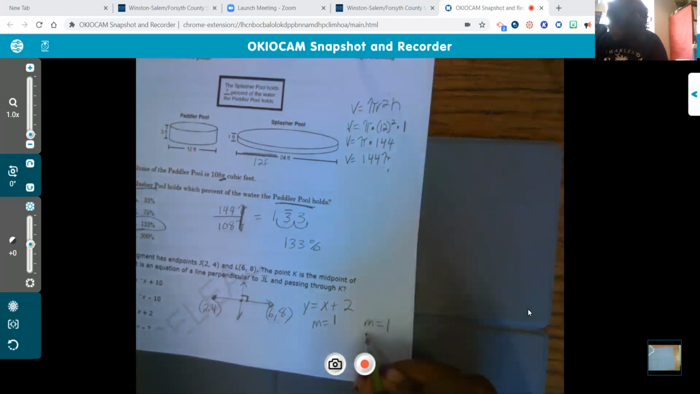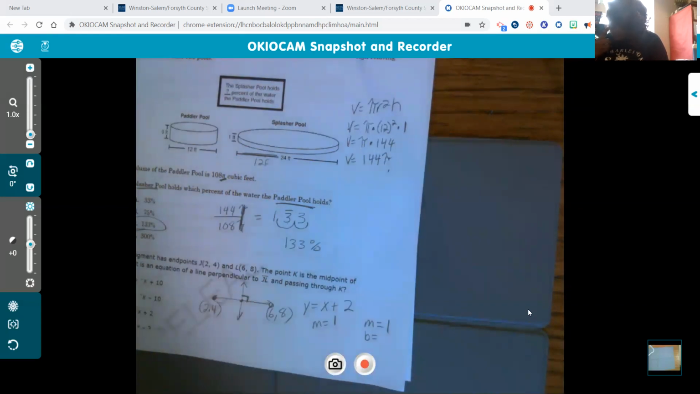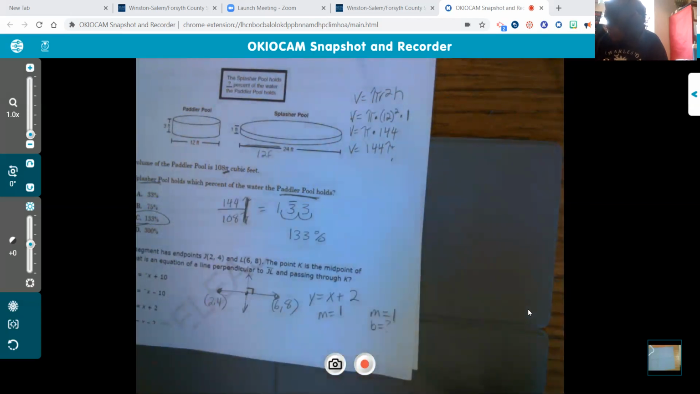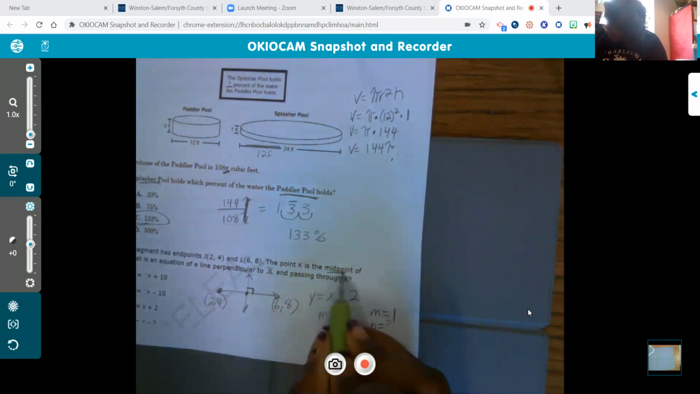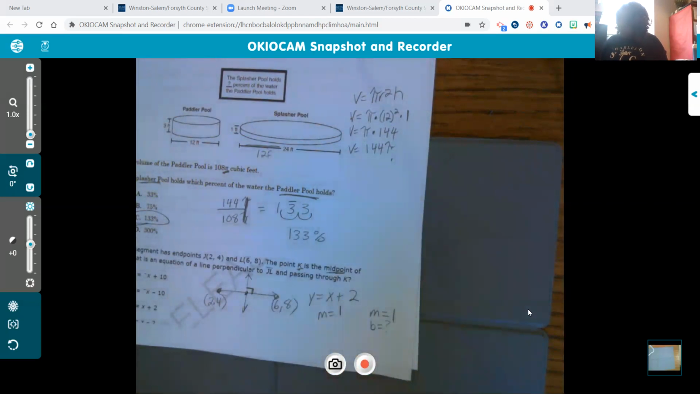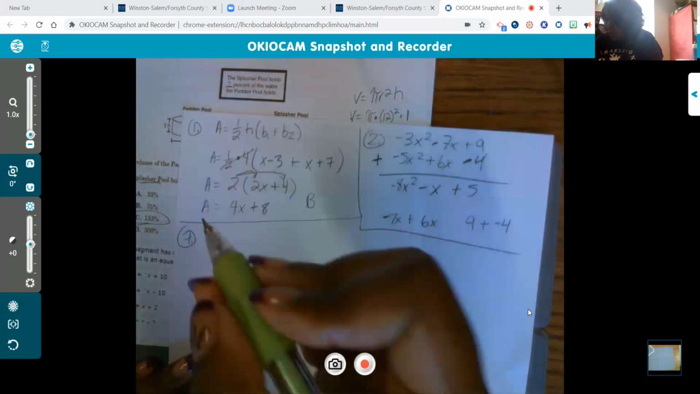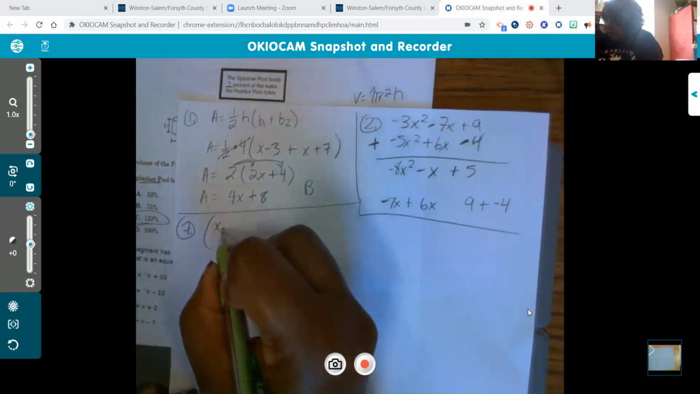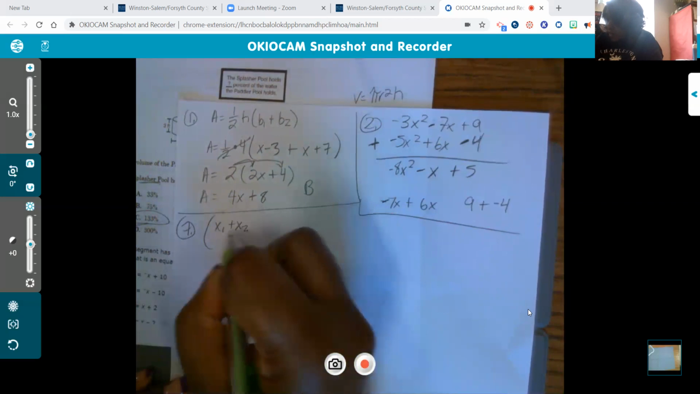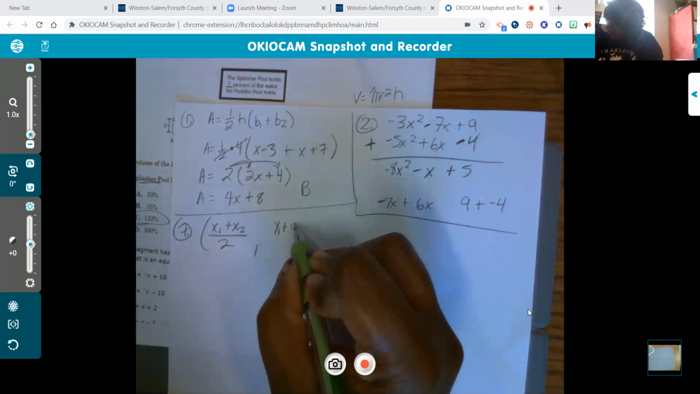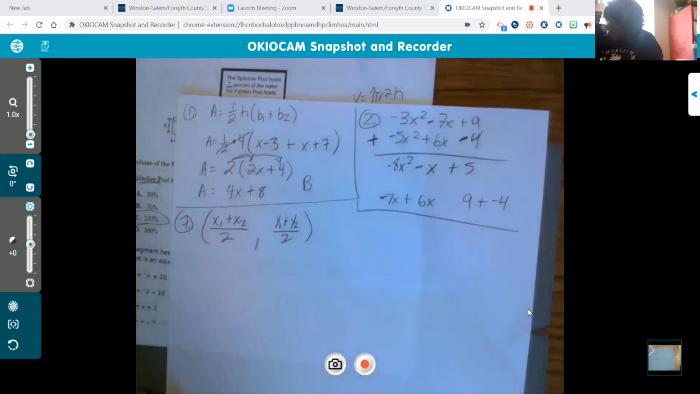So the slope of the other line is also going to be 1. Now we need to figure out what b is going to be. In order to figure out b, we need to know what this point right here is, so we can use this point to find b. To do that, we have to use the midpoint formula to figure out where K is. Remember, your midpoint formula is adding the x's together and dividing by 2. That gives you your x coordinate. Add the y's together and divide by 2, and that gives you the y coordinate.